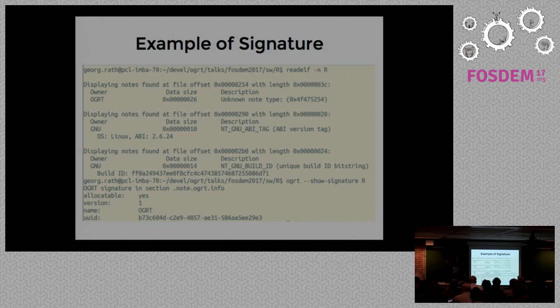So that would be an example of a signature. You can do it with readelf. In the first output here is OGRT, which for readelf is an unknown type. And then you have the ABI compatibility and the build ID that's done by GCC. So that's a mechanism that's pretty well known and it works very well. And down here, if you use OGRT to look into the signature of, in this case, R, you see that you have a unique ID. Allocatable means it gets loaded into memory when it's run, and the version number.